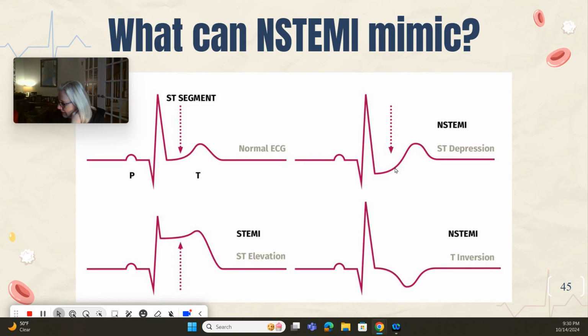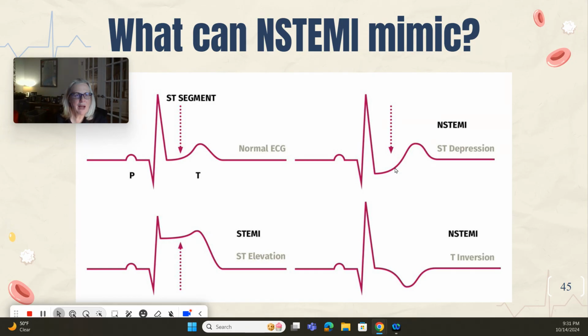So what does the STEMI mimic? I would say depression or T-wave inversion, which equals ischemia. So it does look like ischemia, or can look like ischemia, on the EKG when it's really a full-blown heart attack. We just can't see the change. Now I have to tell you that most of them do not end up being NSTEMIs, okay? I have much fewer NSTEMIs than I do STEMIs, for the record.